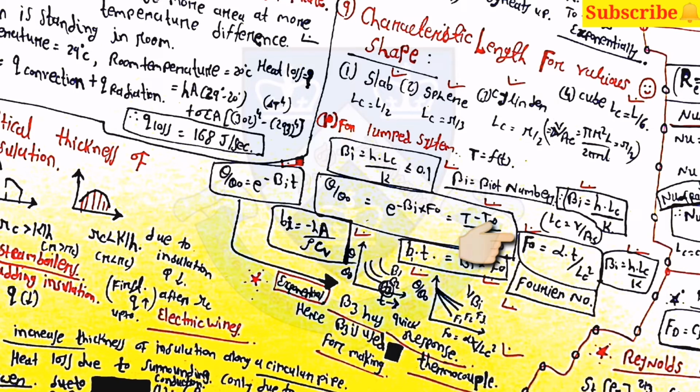Then Fourier number Fo is equal to alpha t upon Lc squared. Then Bi is equal to hLc upon k. This is all about the conduction chapter.